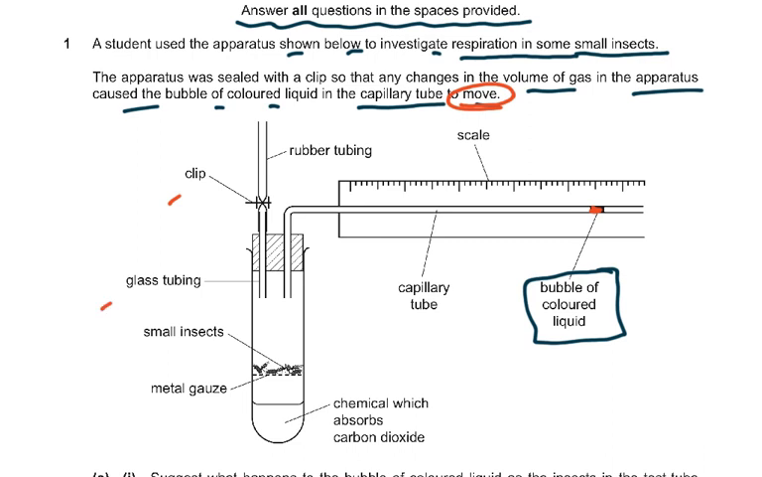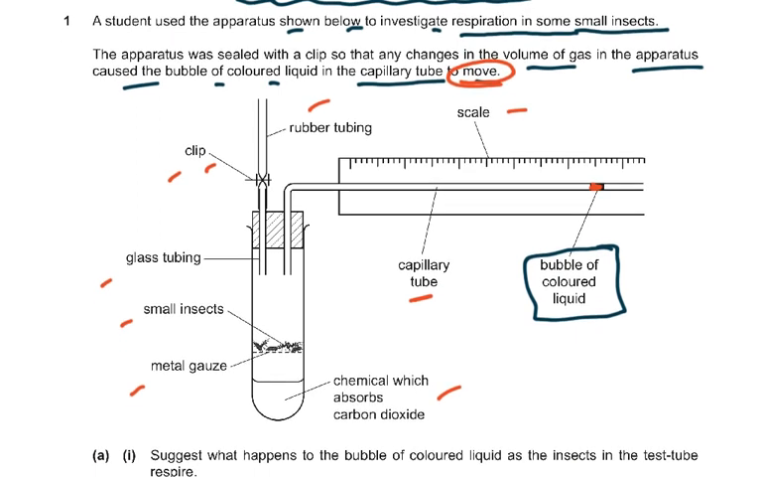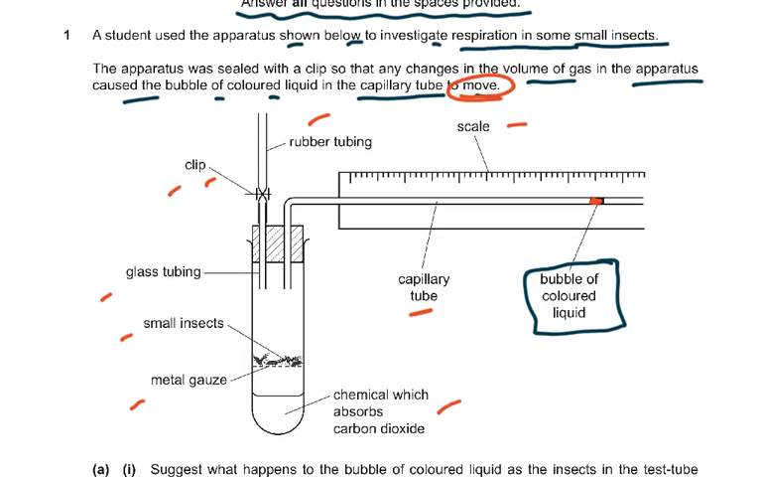Look at it carefully. Glass tubing, small insects, metal gauze, chemical which absorbs carbon dioxide, capillary tube, scale, and a rubber tubing, and a clip. Then there's a bubble of colored liquid. So you look at this carefully and see what are we studying? We're studying respiration. Respiration means what? The release of energy using food in living organisms. So glucose is respired to release energy.